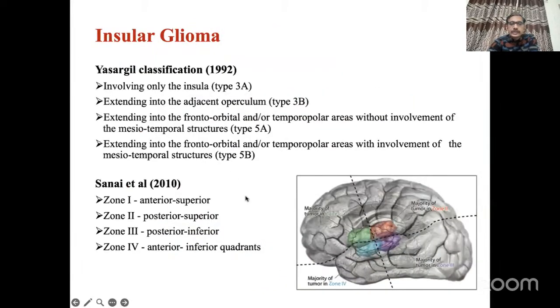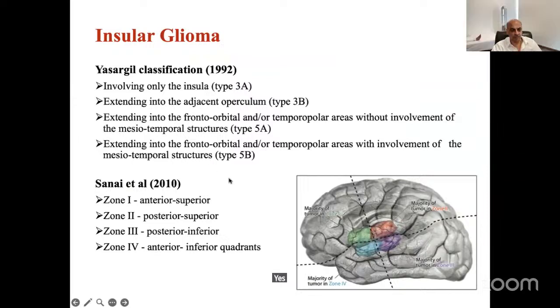So the slides are visible? Yes, very much. Beautifully. Okay, sir.